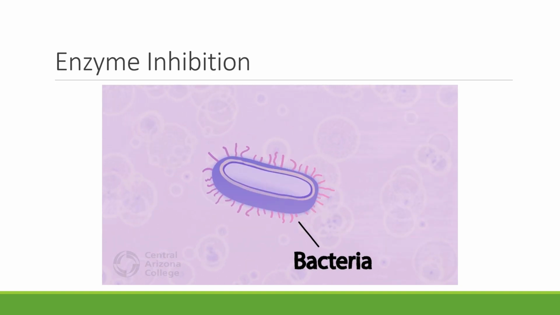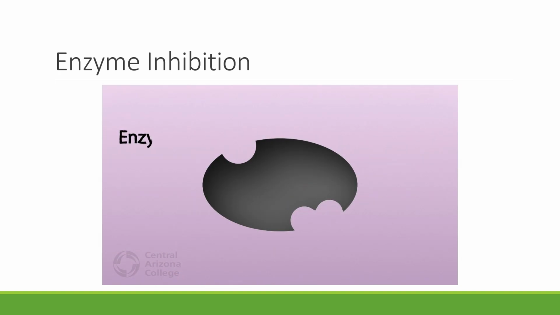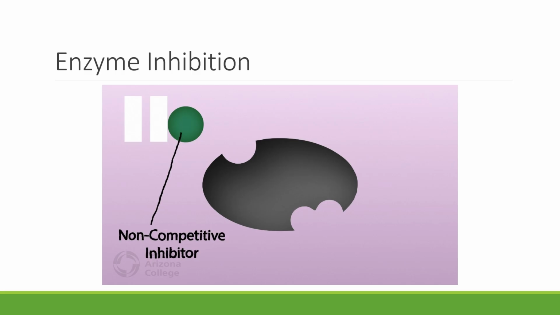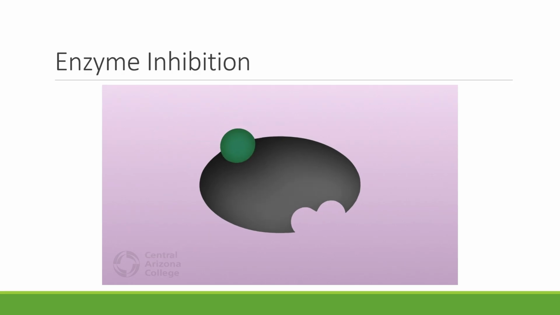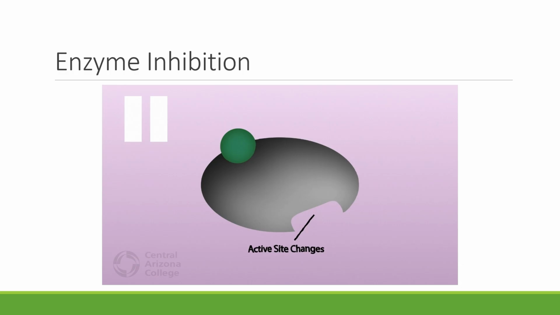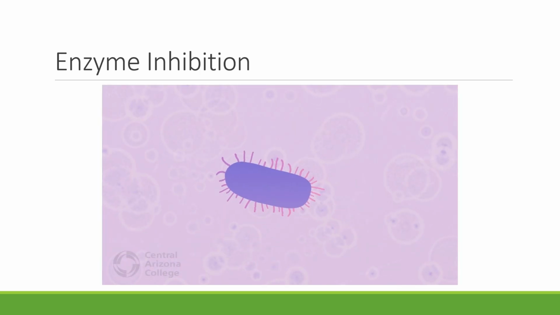So here we have a bacterial cell. And if we look inside of it, here is our enzyme. The enzyme has two pieces. There's the active site and the allosteric site. This is our substrate, also known as our reactant. It comes in to the active site, it gets transformed, it gets released. Now here's our non-competitive inhibitor. It can come in and attach to the allosteric site, which causes the active site to change. And now the reactant can no longer attach itself to the active site. So that is an example of how non-competitive inhibition works.